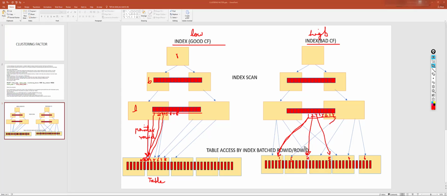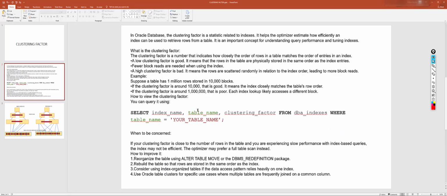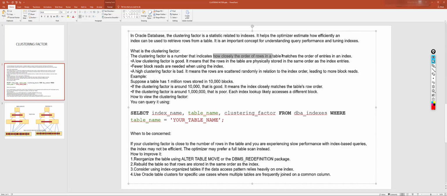So if the clustering factor is bad, then Oracle has to locate the particular block on the table with some difficulty. That's where the number of index entries will be equal to the number of rows on the table. Okay, that's what is mentioned here. This line is very important: how closely the order of rows in a table matches the order of entries in an index.